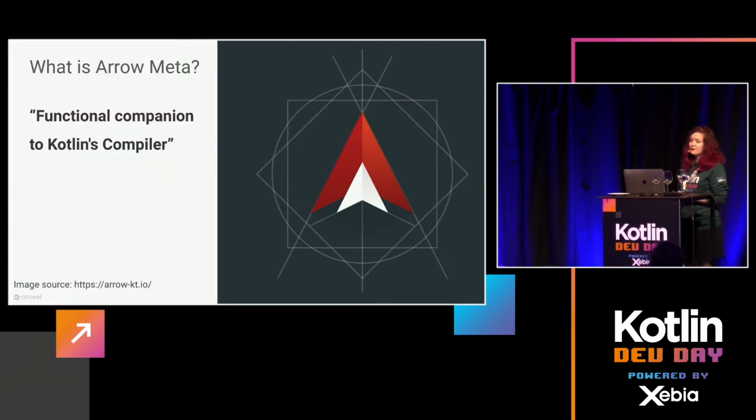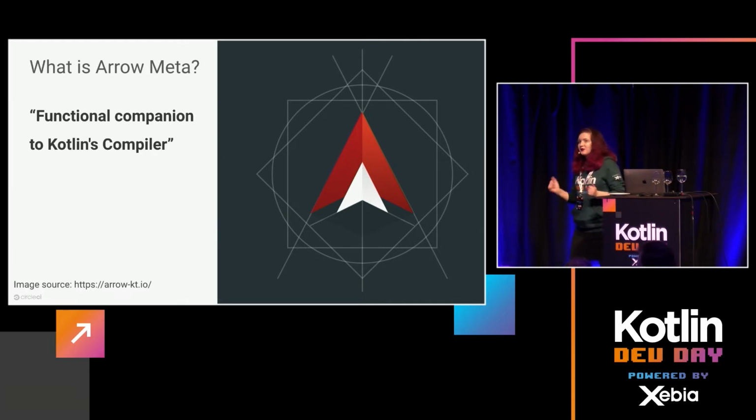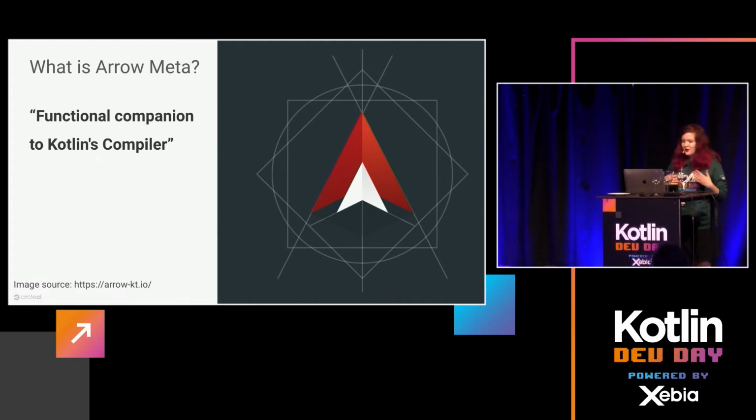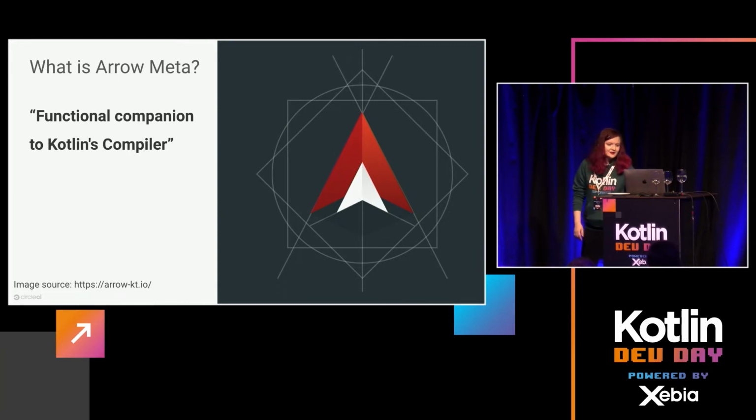Arrow Meta is a functional companion to Kotlin compilers, which allows you to generate code, and using that you can even modify the sources, and you can write your own compiler plugins, linters, other source transformations. So automatic code refactoring, I think. So how did I come to Arrow Meta?